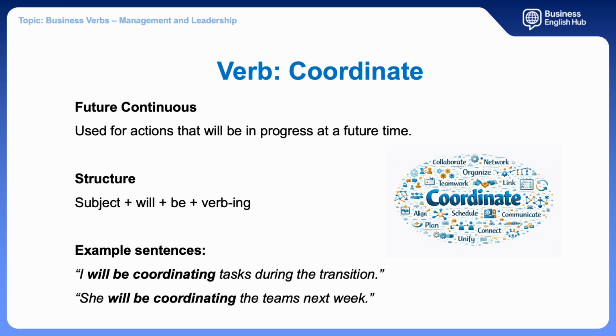The future continuous of the verb coordinate is used for actions that will be in progress at a future time. The future continuous structure is subject plus will plus be plus verb with ing. Two example sentences are, I will be coordinating tasks during the transition. She will be coordinating the teams next week.